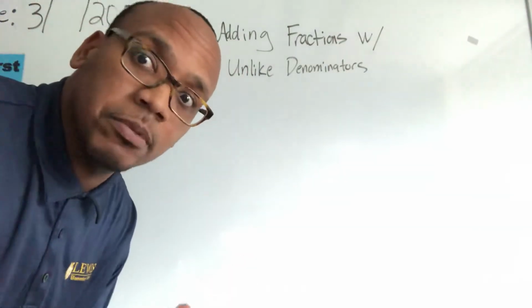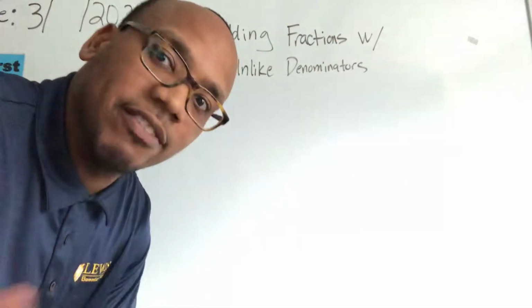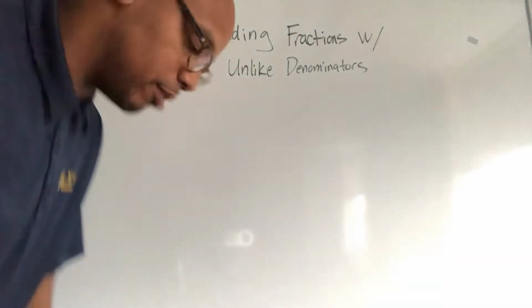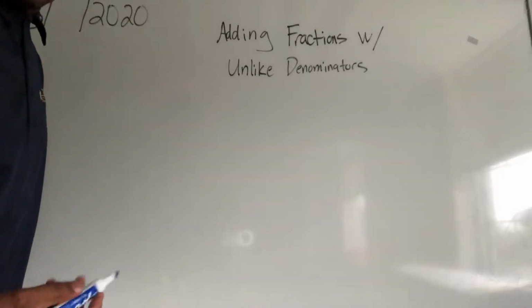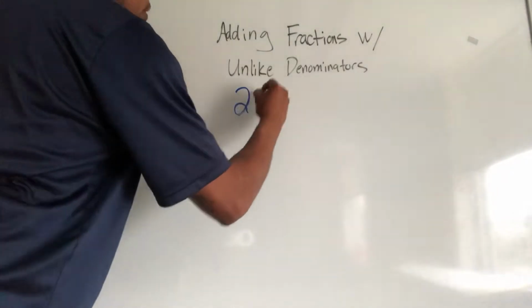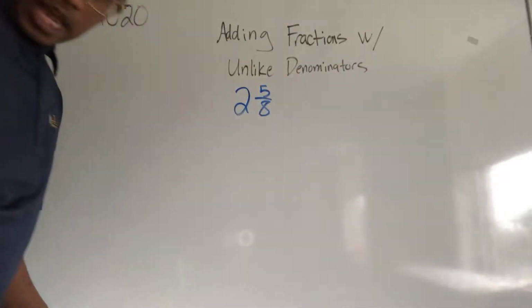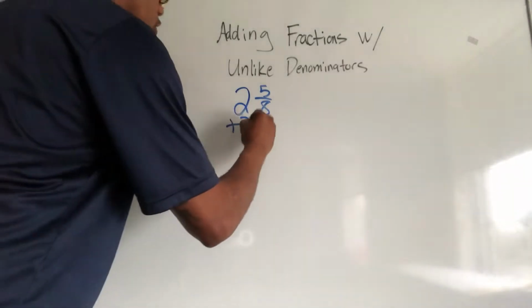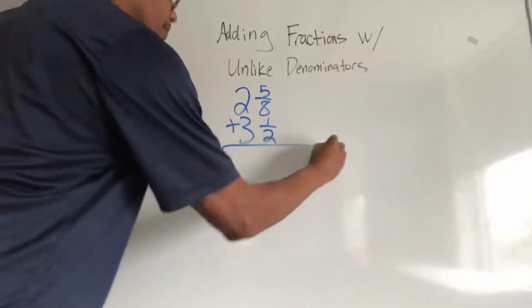I'm doing a video today about adding fractions with unlike denominators. That's when you have a problem with fractions in it, but they don't have the same denominators, and you have to add them up. The example I'm going to give you today is 2 5/8, and we're going to add 3 1/2 to it.